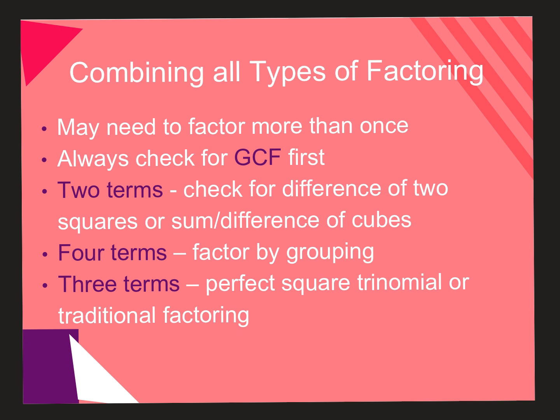First thing you want to think about is that you may need to factor more than once. You might take out the GCF and then have the difference of perfect squares. Or you might take out the GCF and then have a perfect square trinomial, something like that. But you want to always, always take out the GCF first. Then kind of go down the list and say, okay, is there two terms? See if there's the difference of perfect squares or the sum and difference of cubes.